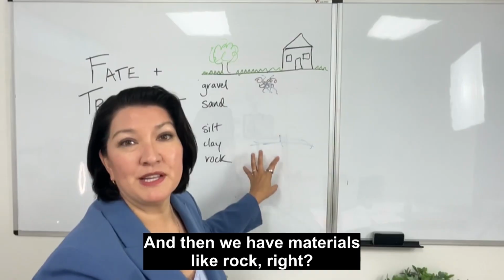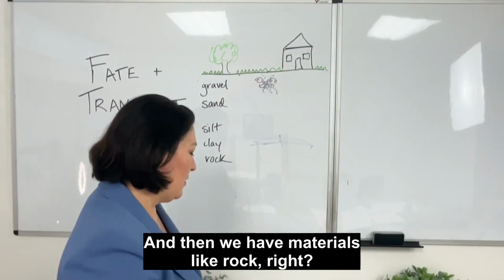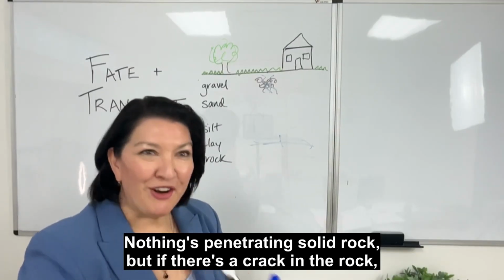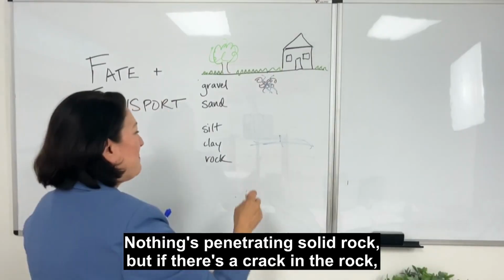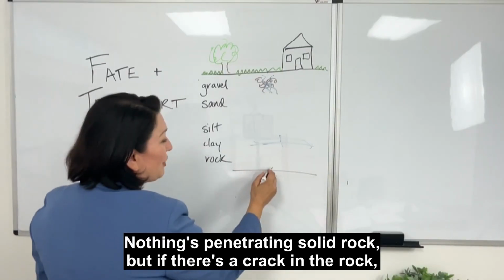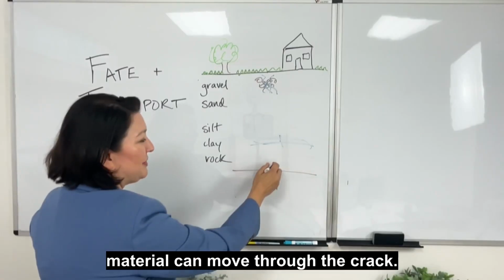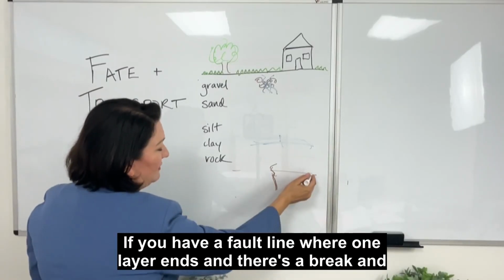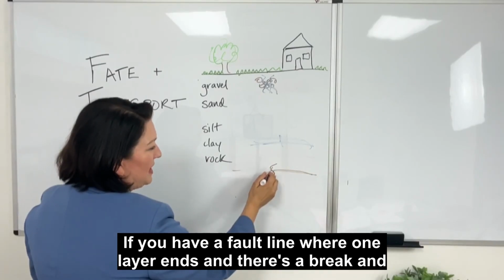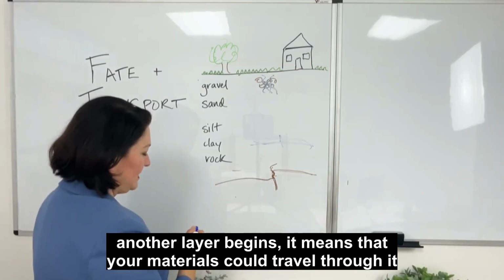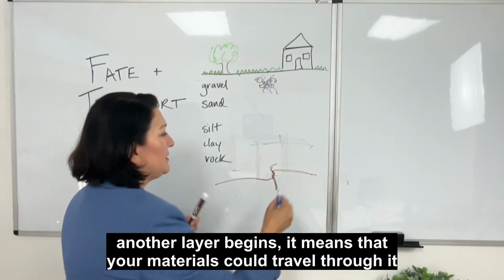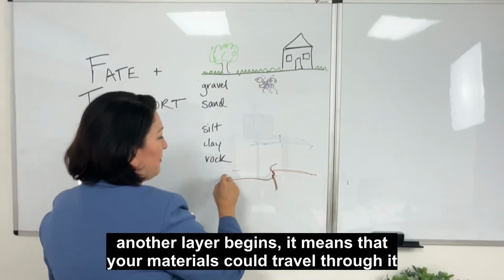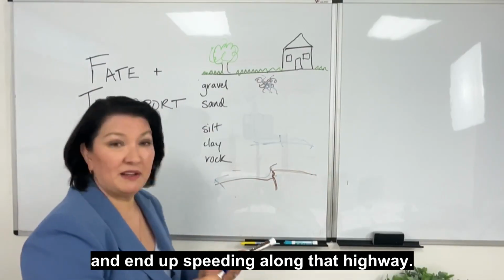And then we have materials like rock, right? Nothing's penetrating solid rock. But if there's a crack in the rock, material can move through the crack. If you have a fault line where one layer ends and there's a break and another layer begins, it means that your materials could travel through it and end up speeding along that highway.